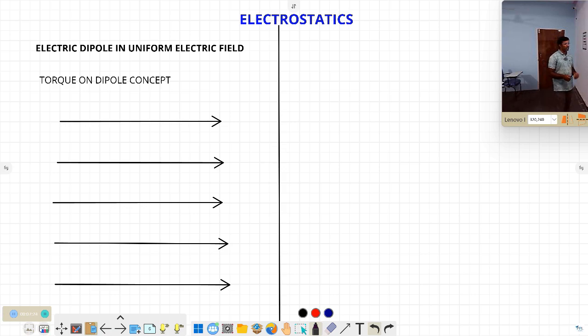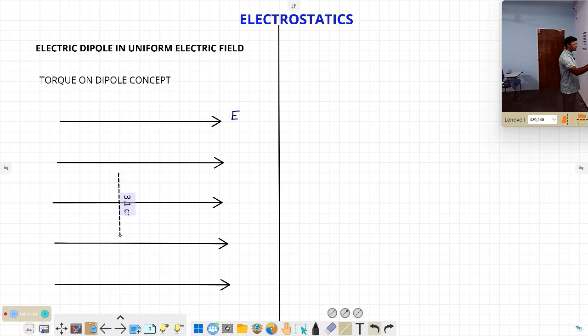So here, consider one dipole. First consider the uniform electric field. This is a uniform electric field, whose magnitude is the same at all places, and the direction is also the same. That is called a uniform electric field, which is oriented as you are looking here. Now in this electric field, we are trying to keep one dipole, as you are looking like this.